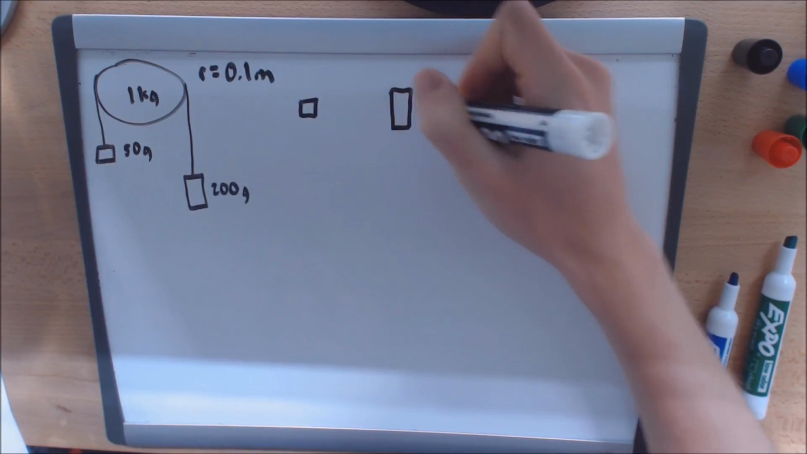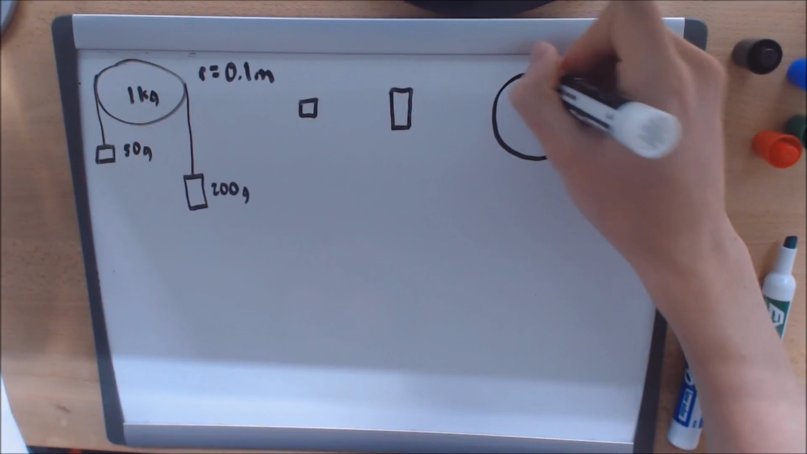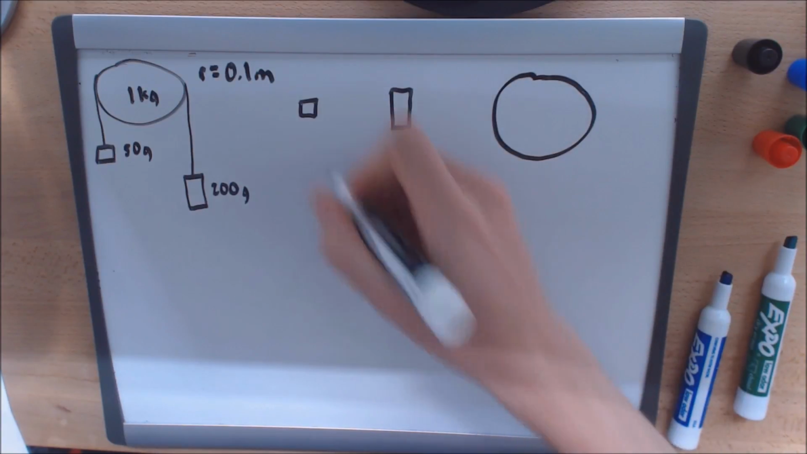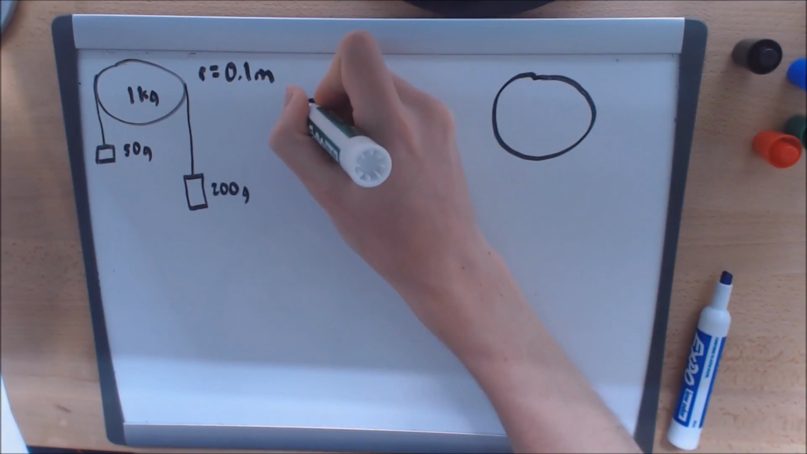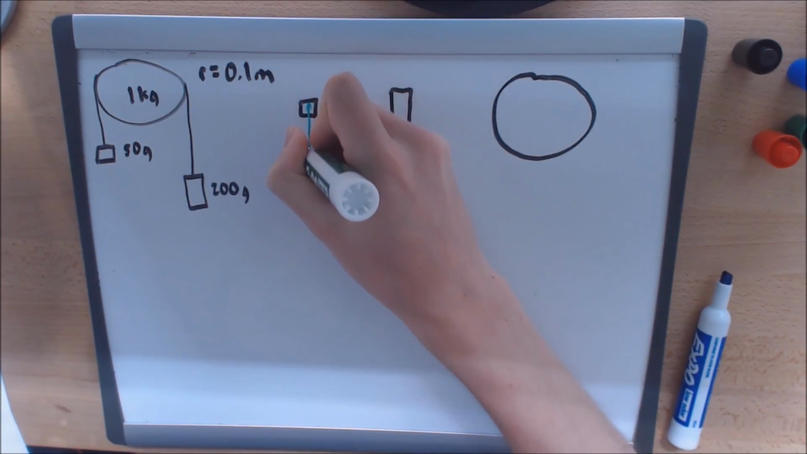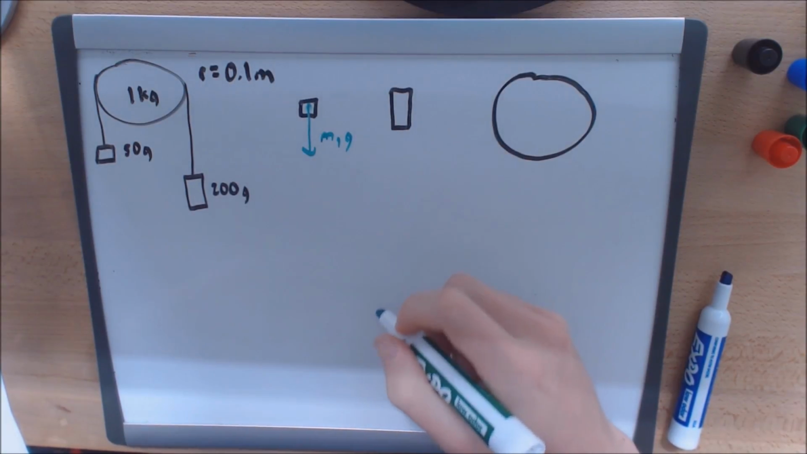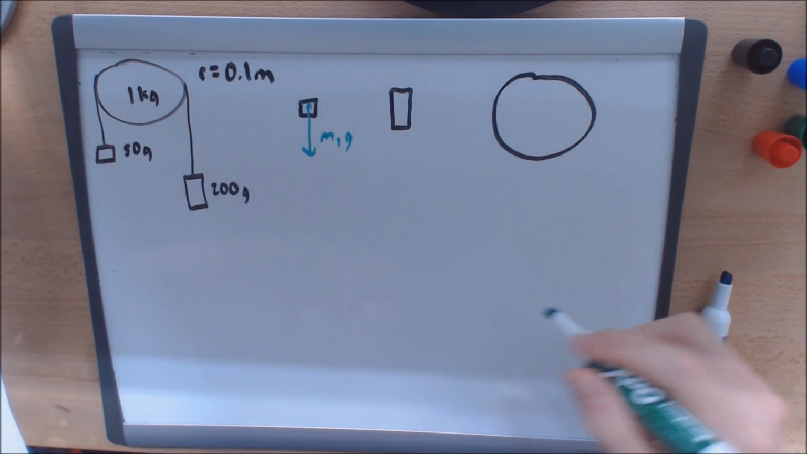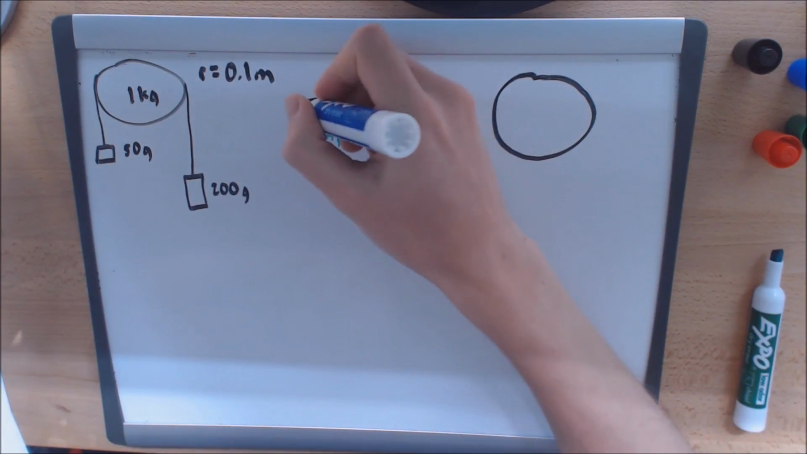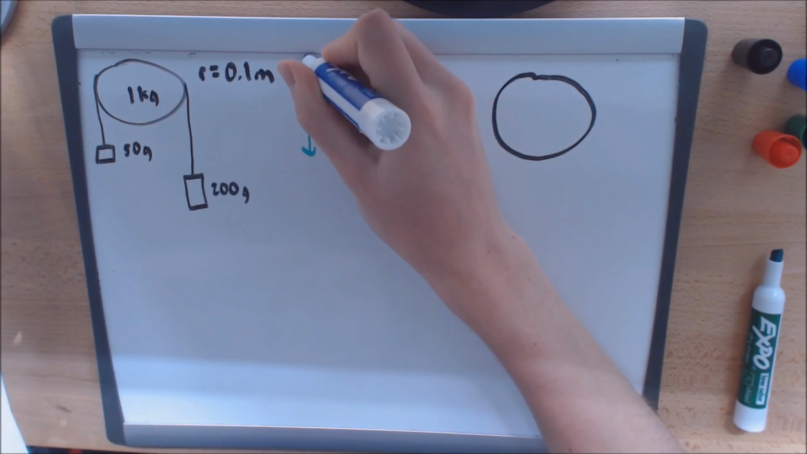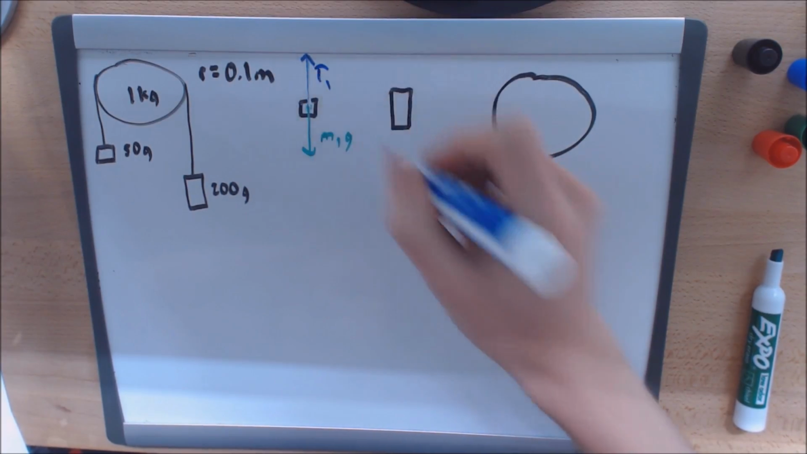So we have 3 objects. The first one, we have the Earth pulling down with, we'll call it, M1G, small, and we have tension pulling up a little bit more than this M1G because we know it's going to be accelerating up. So tension 1, we'll call it.